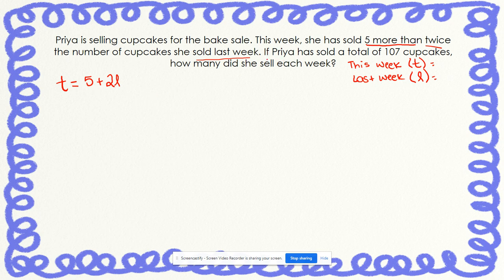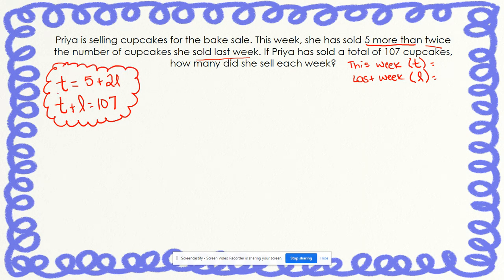Then in my next sentence, it says Priya has sold a total of 107 cupcakes. So that means that when I take what she sold this week and add it to what she sold last week, we get a total of 107 cupcakes. So this is the system of equations that I'm going to use to solve this problem.